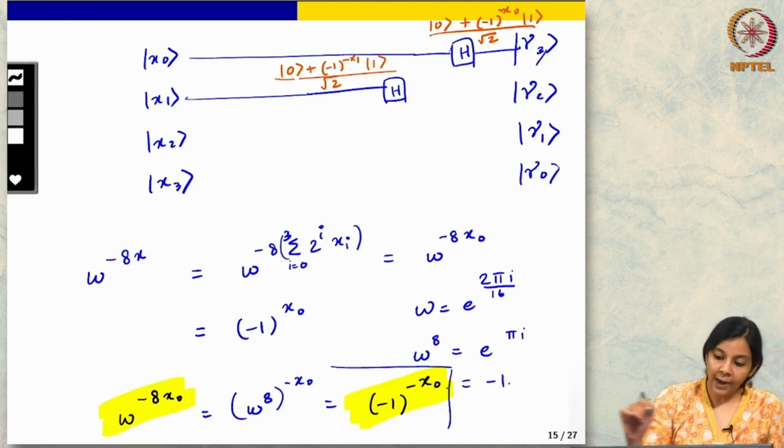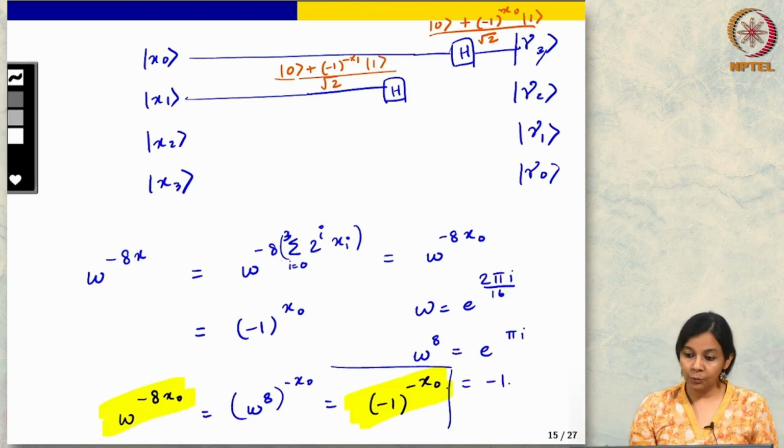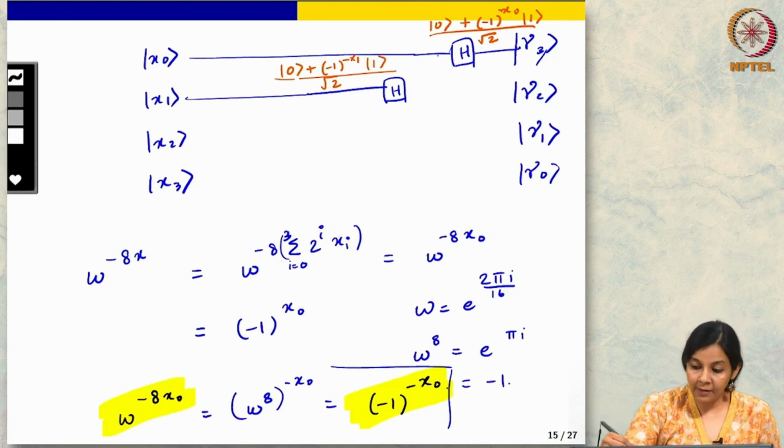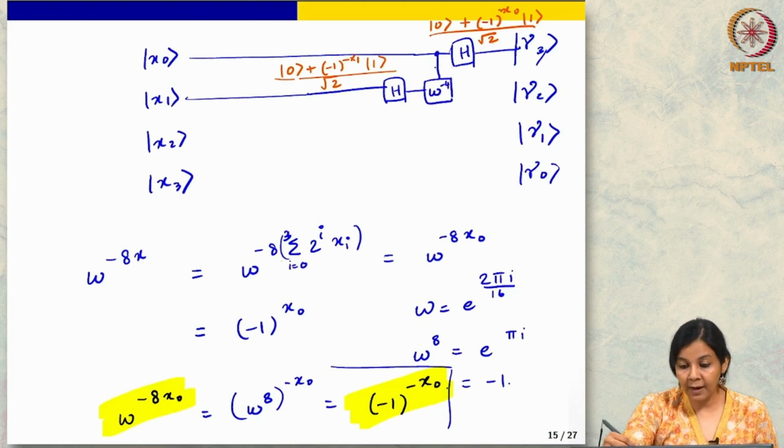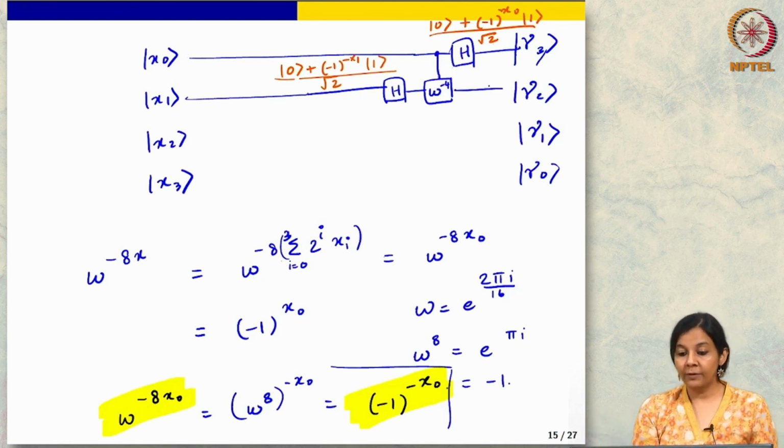This can be written down as a unitary operation. In the interest of time, I will not do it, you can refer to the notes, but basically we will represent this gate as omega to the minus 4. So you see that the input of this gate is x0, and this will give us the gamma 2 that we want.